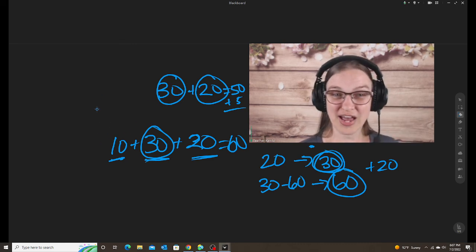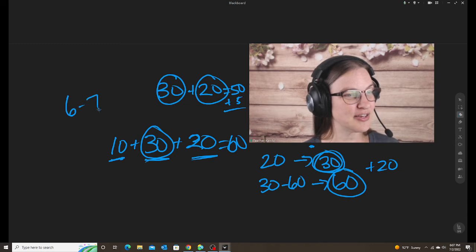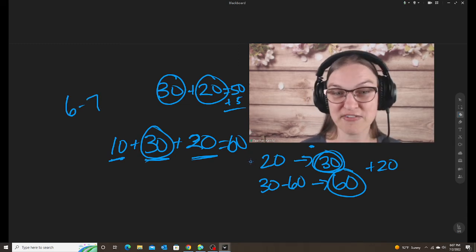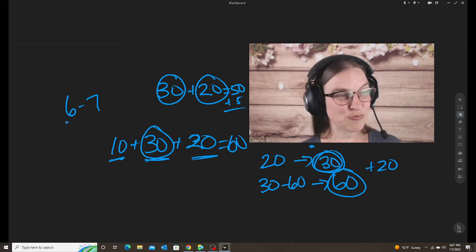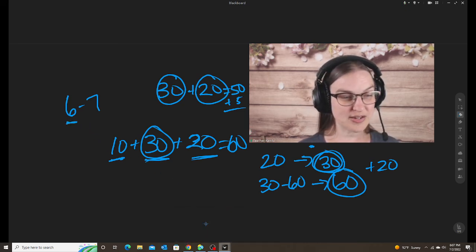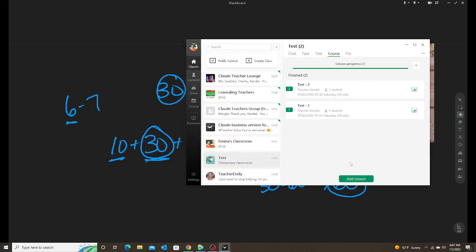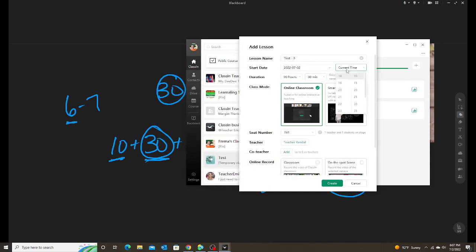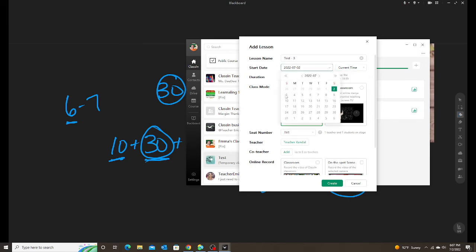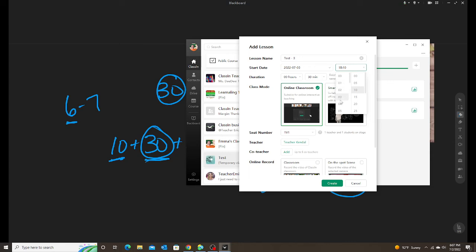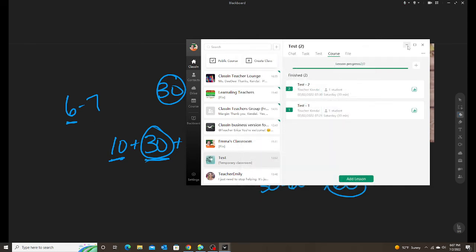Let's say you teach your hour class from 6 o'clock to 7 o'clock, but you only want to pay for 30. So even though the class really starts at 6, when you add your lesson, you would have to start it at 6:10, because remember, you're getting a free 10 minutes before the class starts. So even though it's a 6 o'clock class, you would need to set it for 6:10.